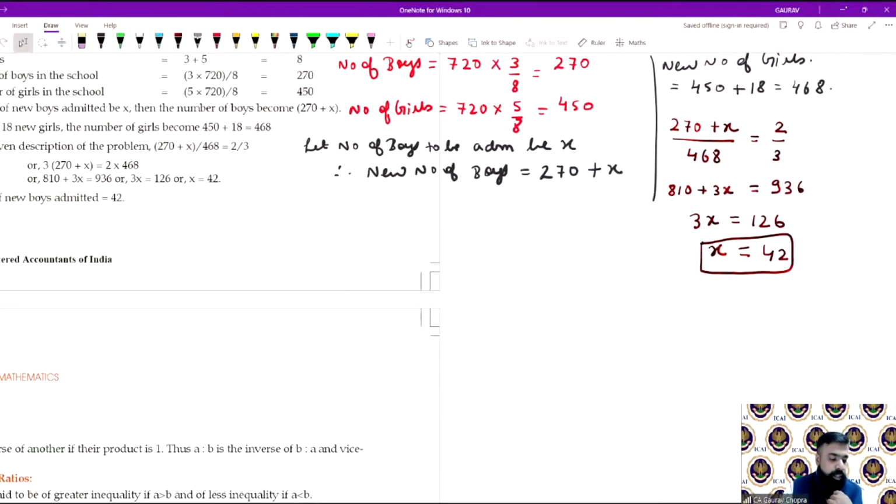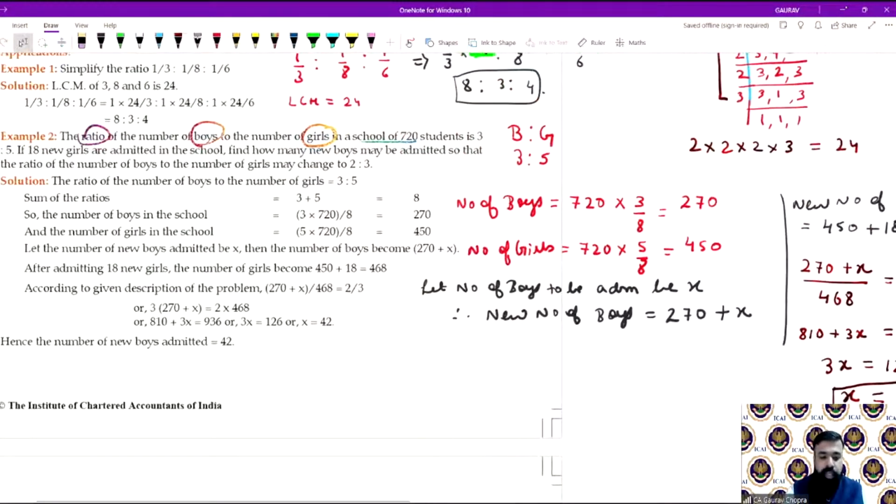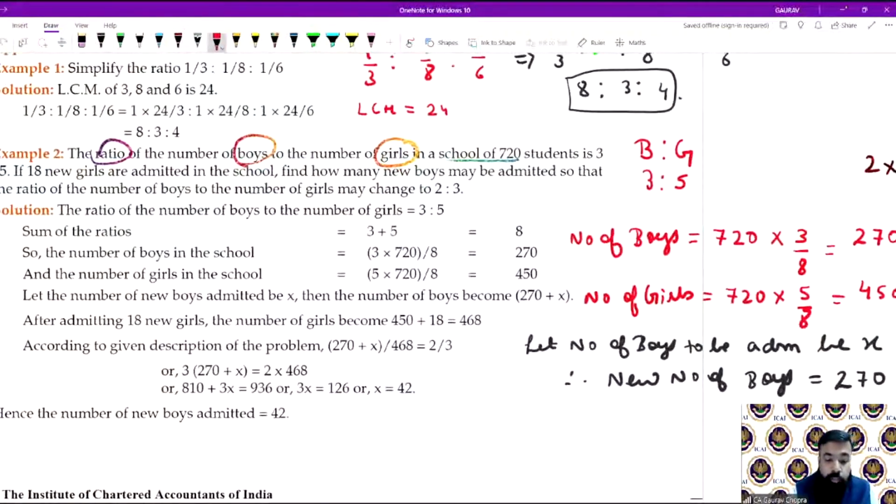Then Sadhna is asking, how do we find that the first term is for girls and the second is for boys? See, clearly it is given the ratio of number of boys to number of girls. So first boys is written and then girls is written. In the same manner, we have to write first boys and then girls. Similarly, the figure is given as 3:5, so the first figure belongs to boys and the second figure belongs to girls. So we have to read the question very, very carefully and then try to solve it.